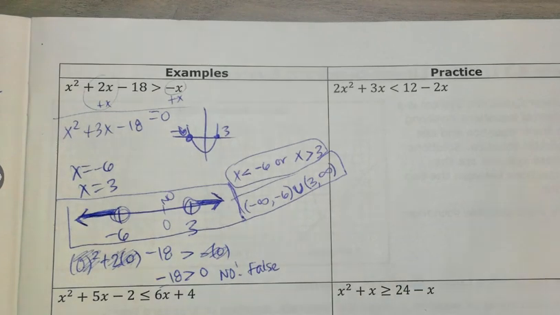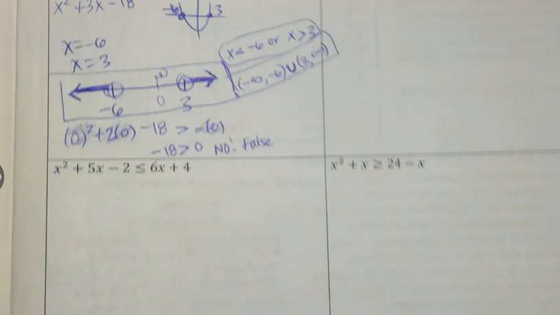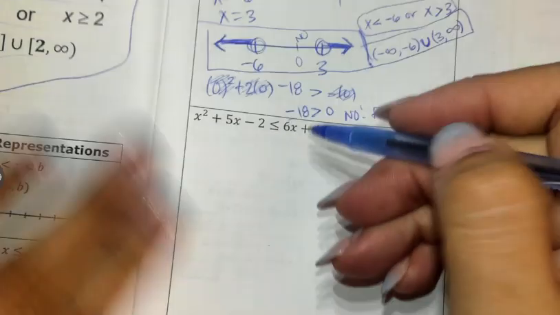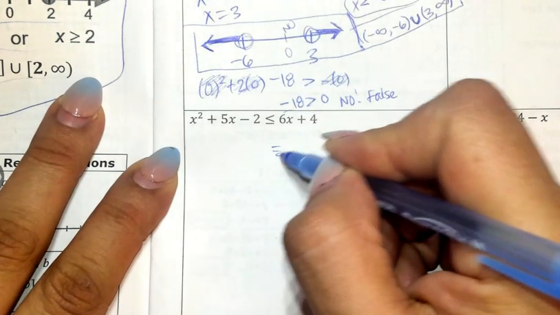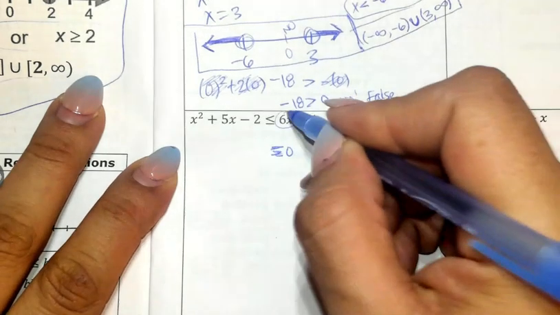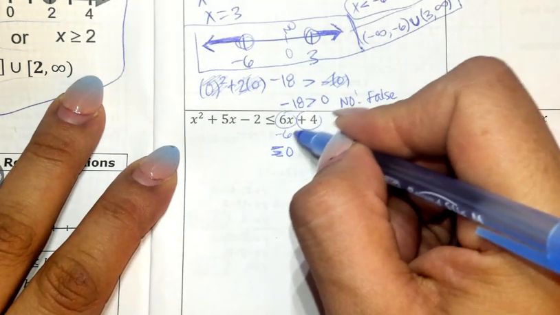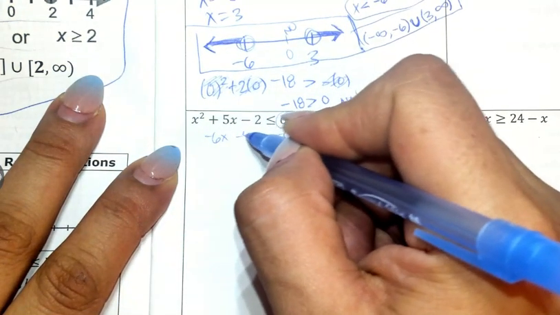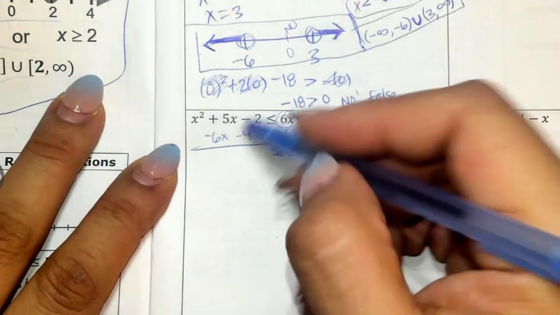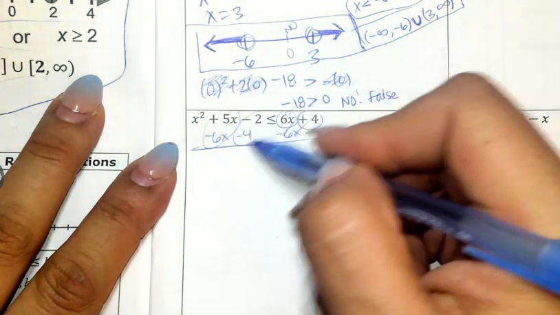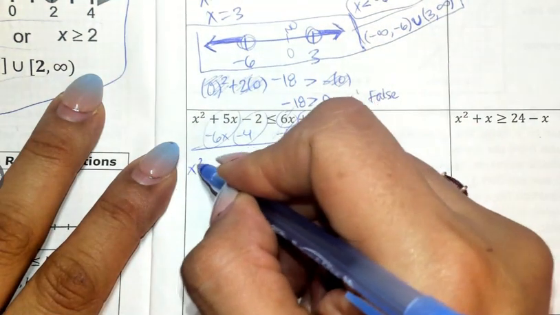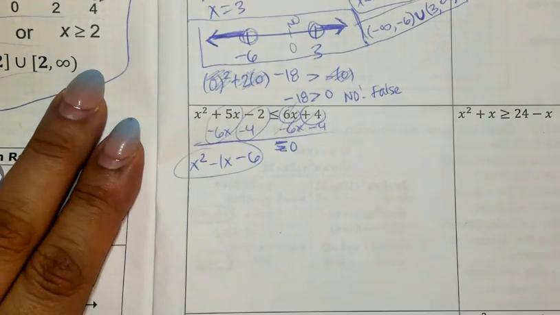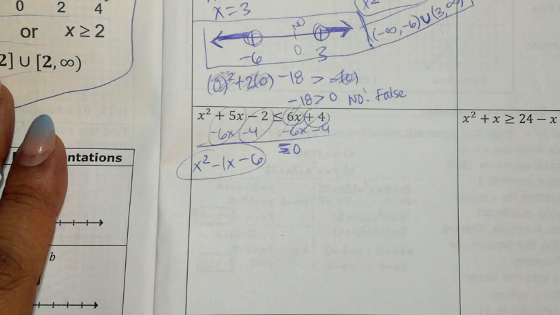All right, and the next problem we're going to have is this one. And this one, again, we start by equaling it to 0. So the 6x and the 4 need to cancel, so negative 6x and negative 4 will cancel those. And then we combine like terms, so these are like terms and these are like terms. So we're going to have x squared minus 1x minus 6. That's the quadratic equation that we're going to graph and solve for.